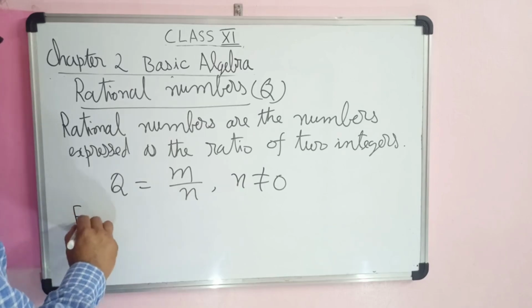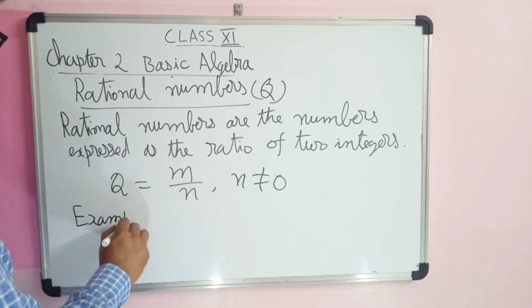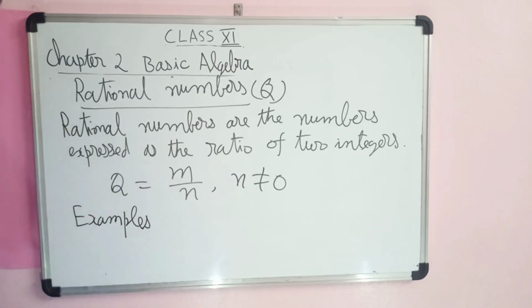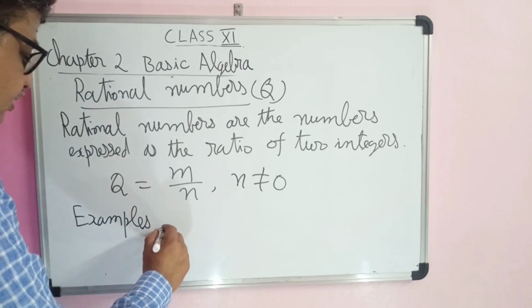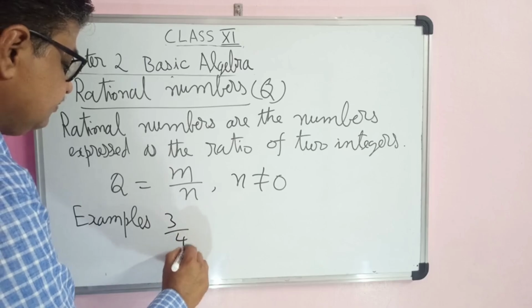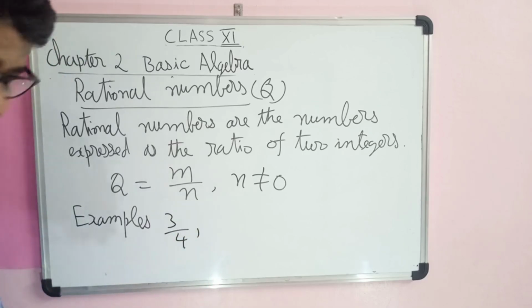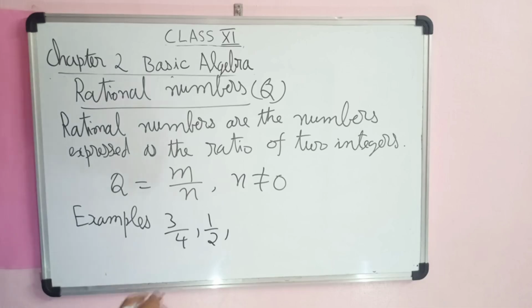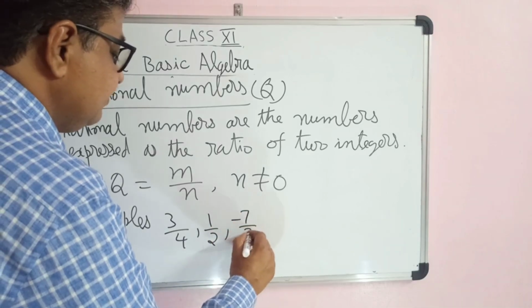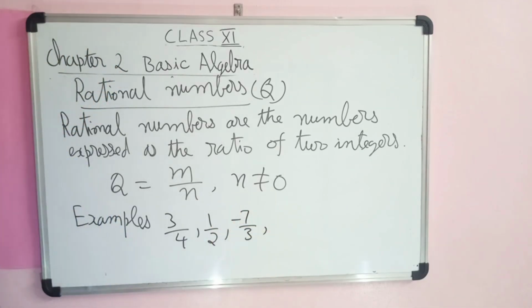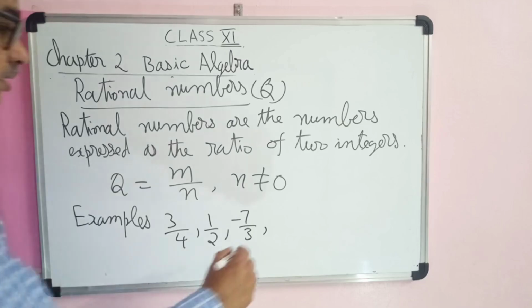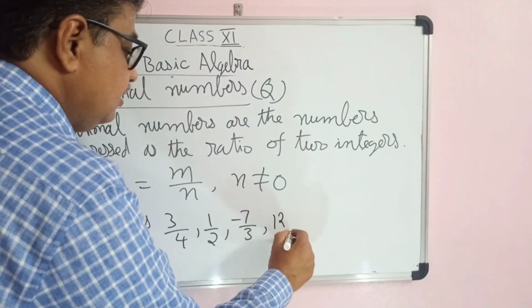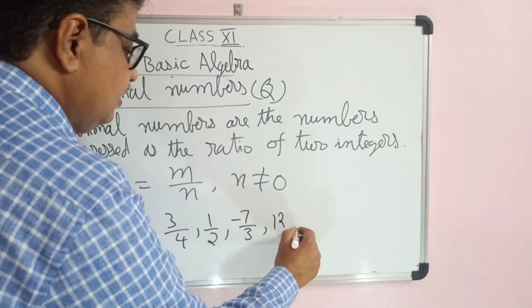Examples of rational numbers are 3 by 4, 1 by 2, minus 7 by 3, 12, etc.